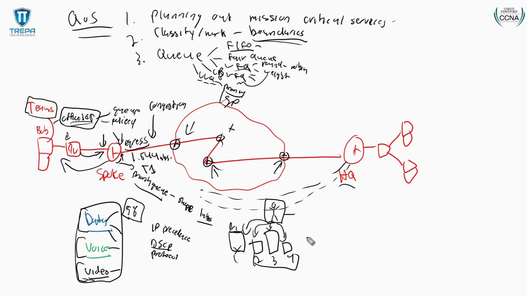Well, now we have to plan our shaping or our policing policies. Now we have to say, okay, we understand that we can't always give out the priority queue if all of our other traffic is not going to be able to egress.